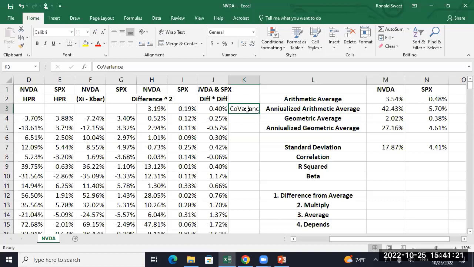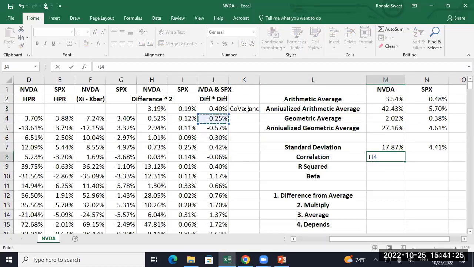What is correlation? Correlation is covariance divided by the standard deviation of each thing. So it's covariance over the standard deviation of NVIDIA times the standard deviation of S&P. Is any of this coming back to y'all at all? Starting to sound familiar, right? 0.5. Let's see if that's right. Y'all think I got that right?